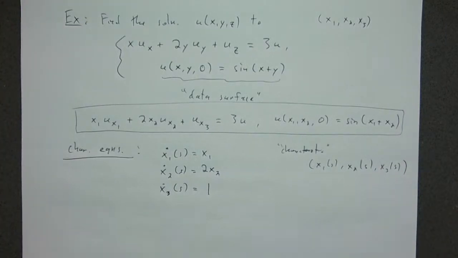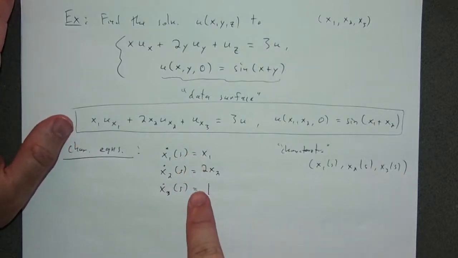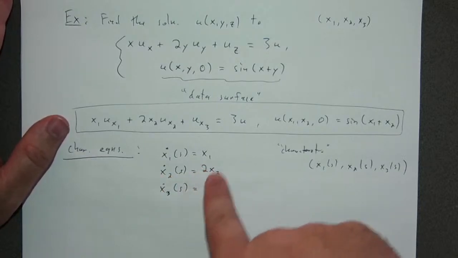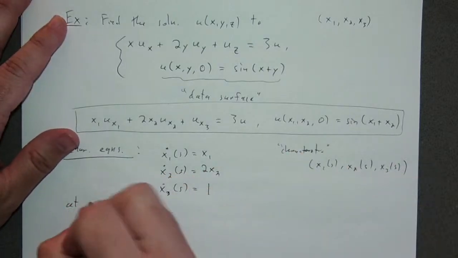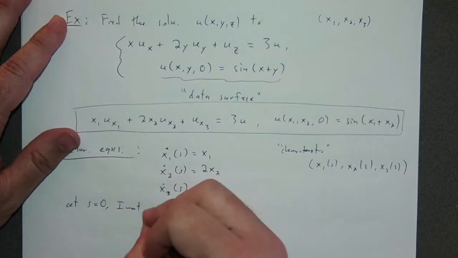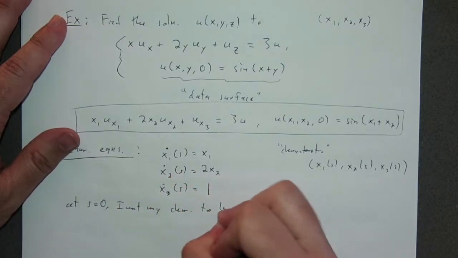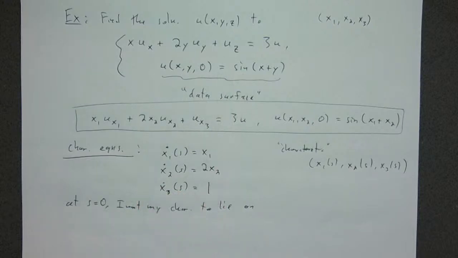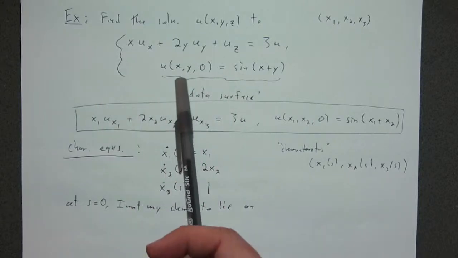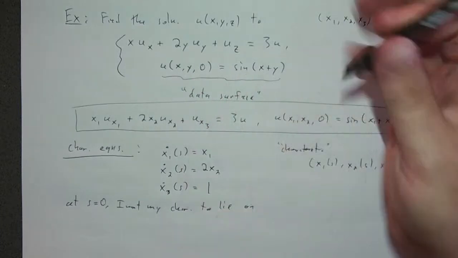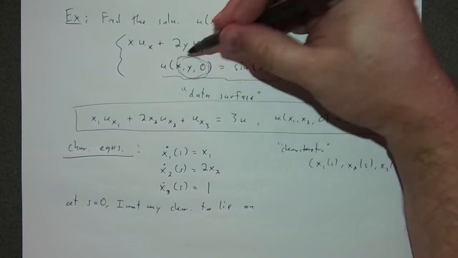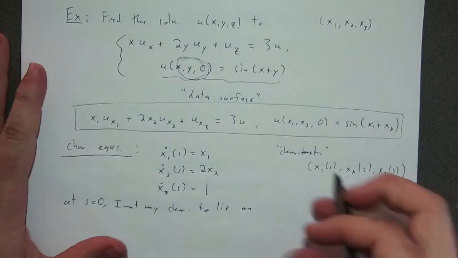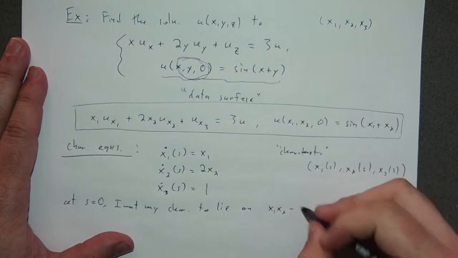Again, if I am thinking about solving these, I need to specify some initial conditions here. So at s equals 0, I want my characteristic to lie where? Before I wanted it to lie on the data curve. Here I want it to lie on the data surface. So here's my function on the data surface. The actual data surface, of course, is the set of x, y, z such that the z component is 0. So this is the x1 versus x2 plane, so I want it to lie on the x1, x2 plane.